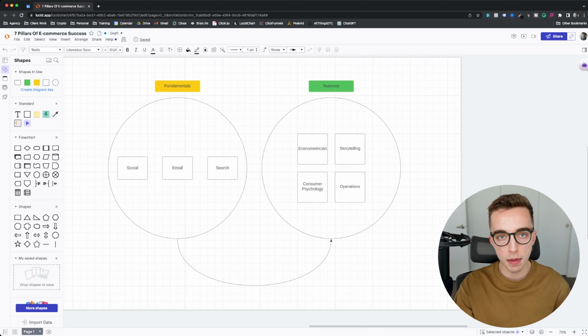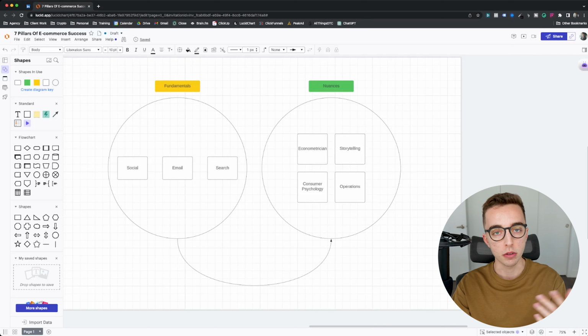So fundamentals, you basically have, as mentioned earlier, organic and paid social, so paid ads, email, so email marketing, and search. Here, focus on 1 or 2 of these. That's it. Only master 1 or 2 of these. You don't need to master all of them. On the other hand, there are the nuances, which need to work hand in hand with your fundamentals.